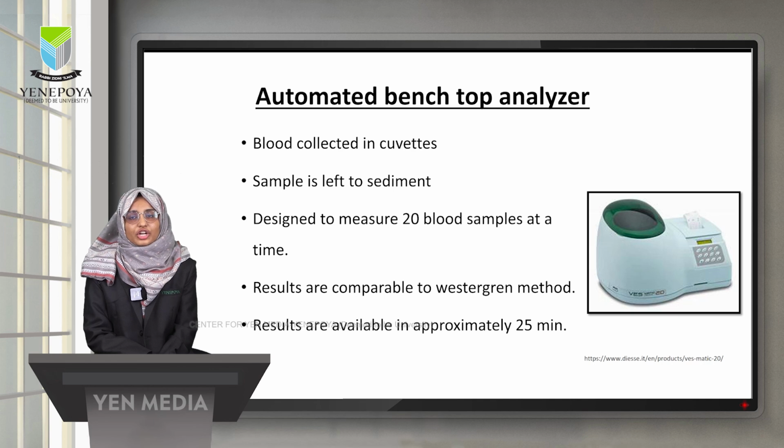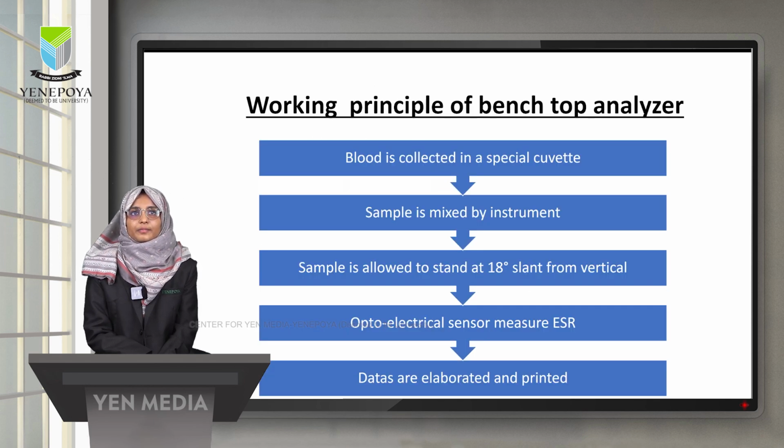Next is the automated method, the automated benchtop analyzer. Blood is collected in cuvettes, the sample is left to sediment, and it is designed to measure 20 blood samples at a time. Results available in the automated benchtop analyzer are comparable to the Westergren method. Results are available in approximately 25 minutes.